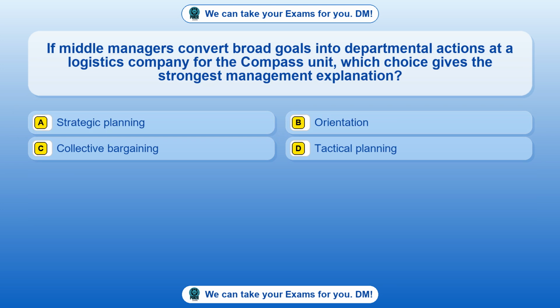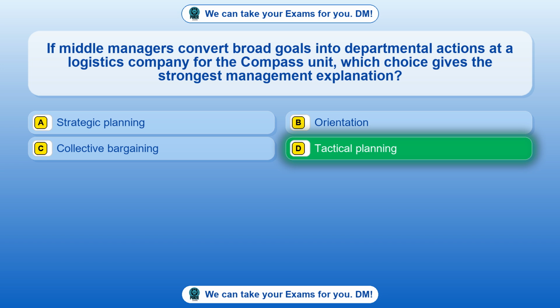Question 91. If middle managers convert broad goals into departmental actions at a logistics company for the Compass unit, which choice gives the strongest management explanation? Option A, strategic planning. Option B, orientation. Option C, collective bargaining. Option D, tactical planning. The correct answer is option D, tactical planning.